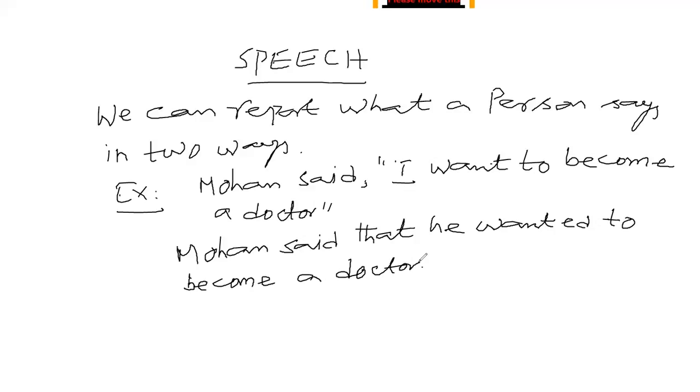Now, as per the statement given by me, we can report what a person says in two ways. These are two ways in which you can convey your information. The first sentence: Mohan said, "I want to become a doctor." The second: Mohan said that he wanted to become a doctor. Both sentences mean the same.